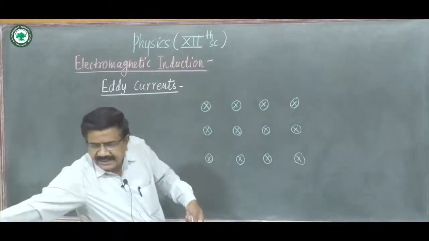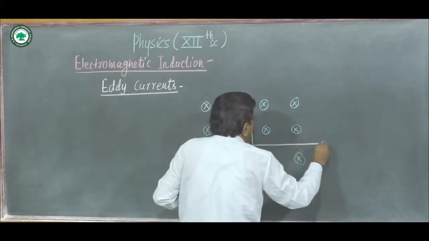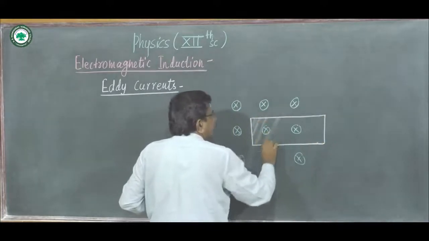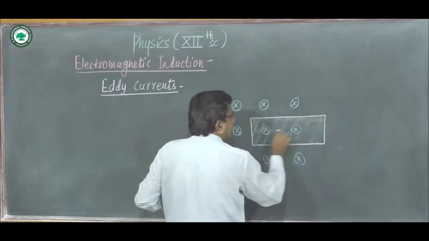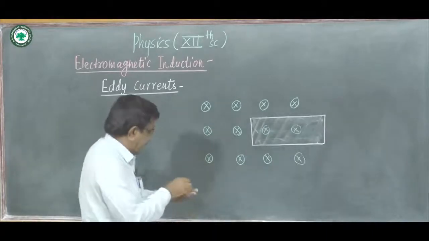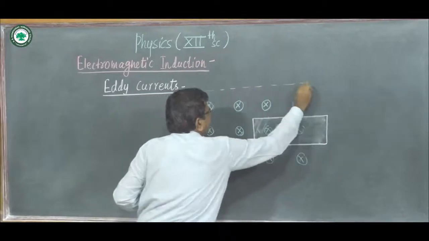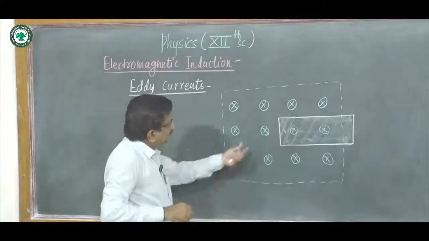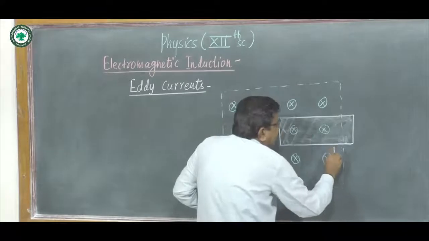If a conducting plate is moved in this magnetic field, this is a plate, not a coil. Suppose this is a conducting metal plate. This plate is placed in a magnetic field. This dotted portion represents the region of magnetic field. The magnetic field is perpendicular but directed inward. This is a conductor plate.